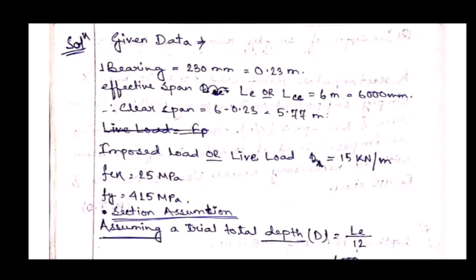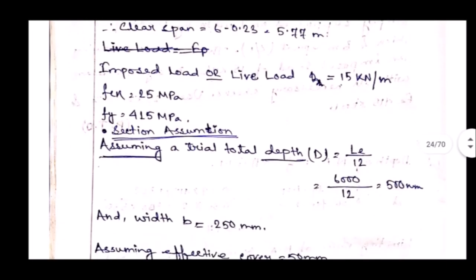Now the imposed load or live load is also given. That is 15 kN per meter. Now fck is 25 MPa or Newton per millimeter square, as we have to design for M25 grade concrete. And fy for Fe415 steel is 415 MPa.